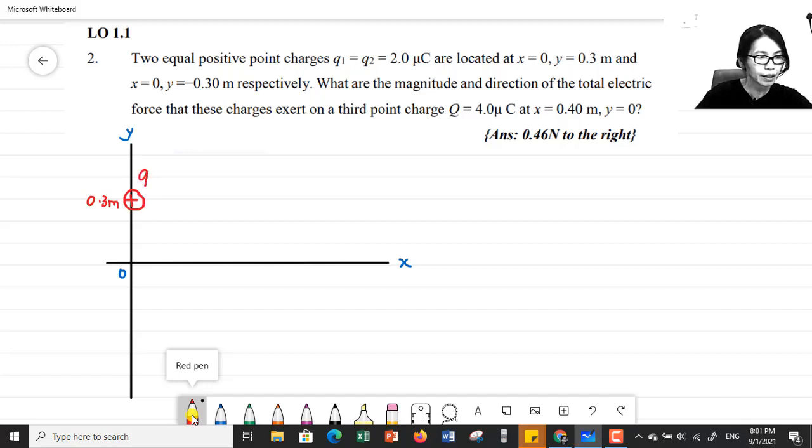I label it as Q1, 2 microcoulomb, and then another charge is at 0, y, negative 0.3. So negative 0.3 meter, below the x-axis, we have the second charge, positive also. The magnitude of charge is the same. I denote it by Q2, 2 microcoulomb.